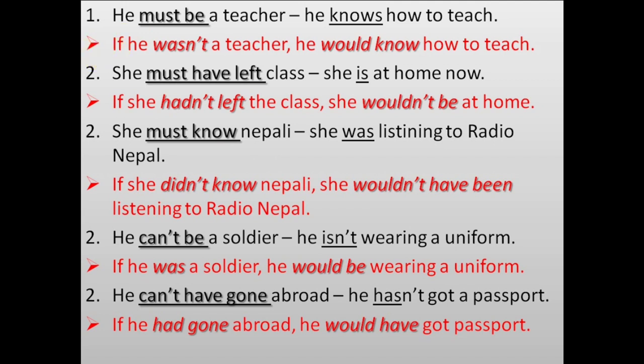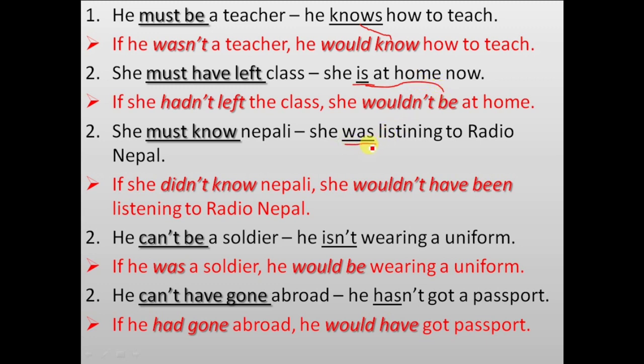So let's see an example. See in the part of reasoning only now. He knows how to teach. Here is knows, v5, therefore after would or would not you change it into v1. Similarly, here is, she is at home now. Here is, so after would or would not we have to change it into be.